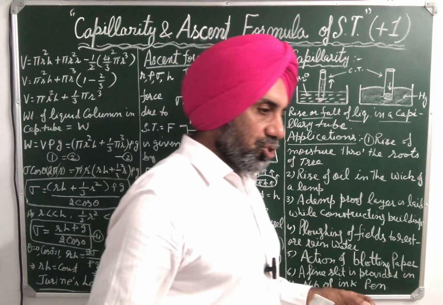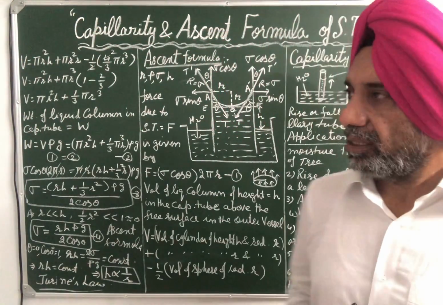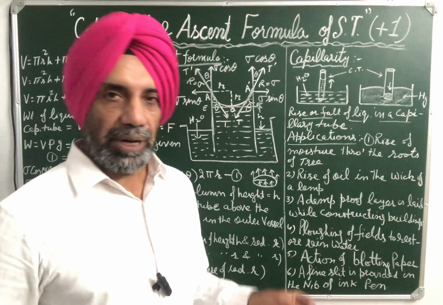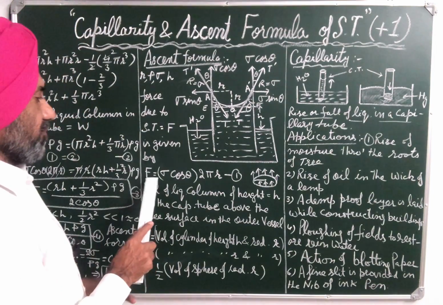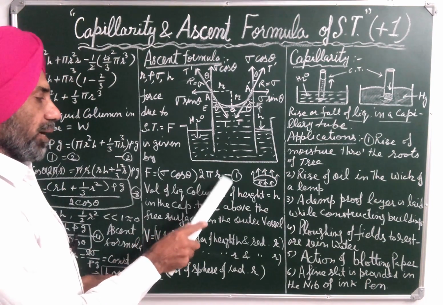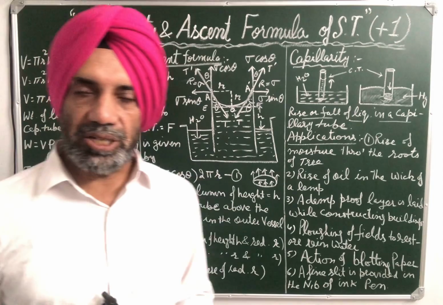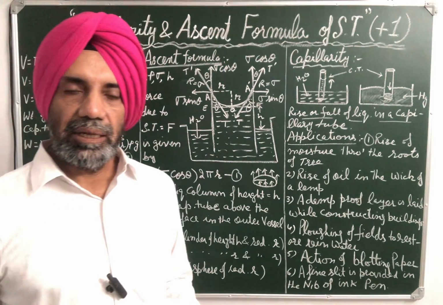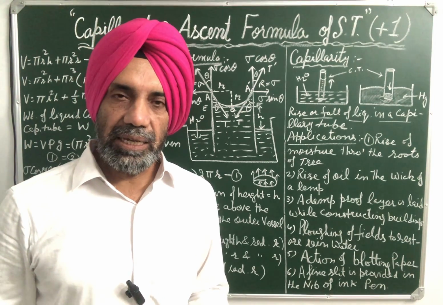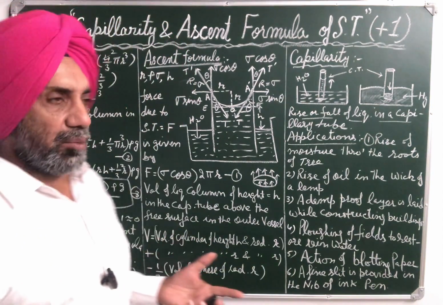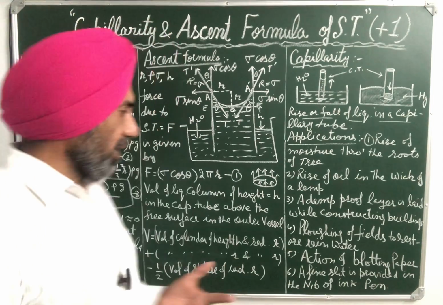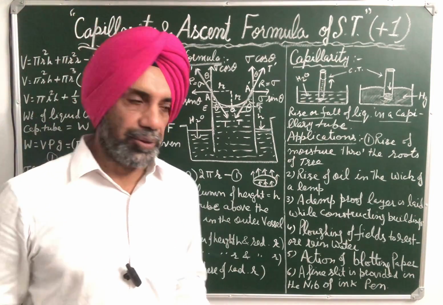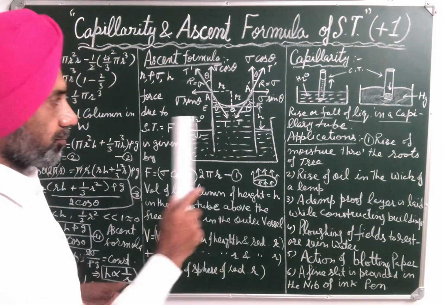So total force experienced or responsible for the rise of liquid in the capillary tube is given by F is equal to sigma cos theta into 2 pi r. Sigma is the surface tension of the liquid, that is water. Theta is the angle of contact, which is always less than 90 degrees, and it is very small, about 8 degrees for pure water and pure glass, nearly 0 you can say. r is the radius of the capillary. This is equation number 1.